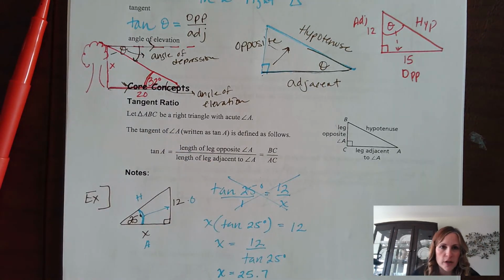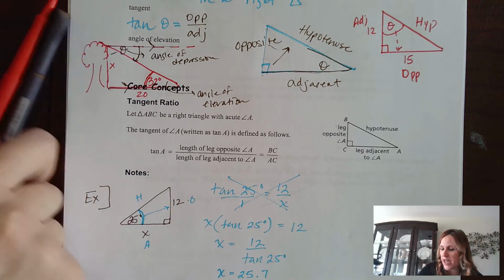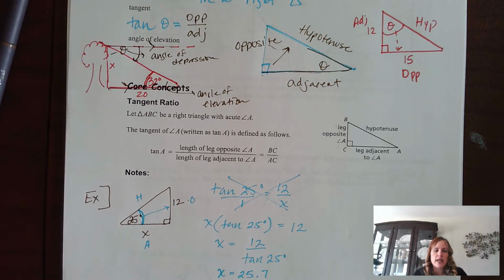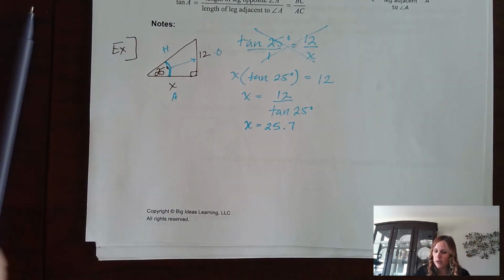Because different story problems can give you different information, make sure you understand they're basically one and the same. Just the angle of depression is that angle outside of the triangle, and the angle of elevation is on the inside of the triangle. All right, let's do another example.